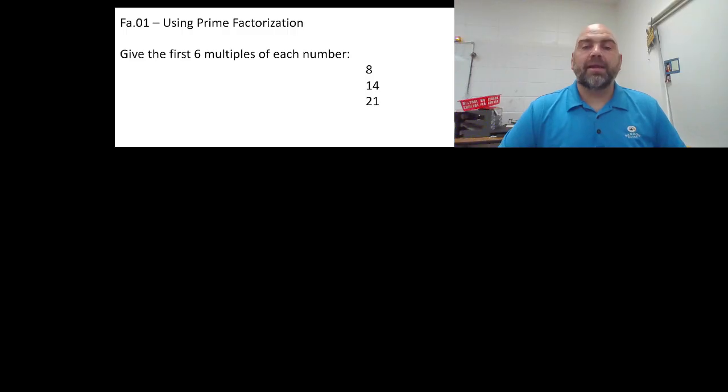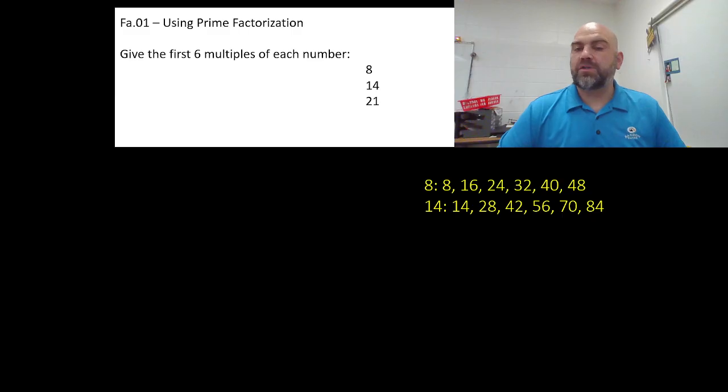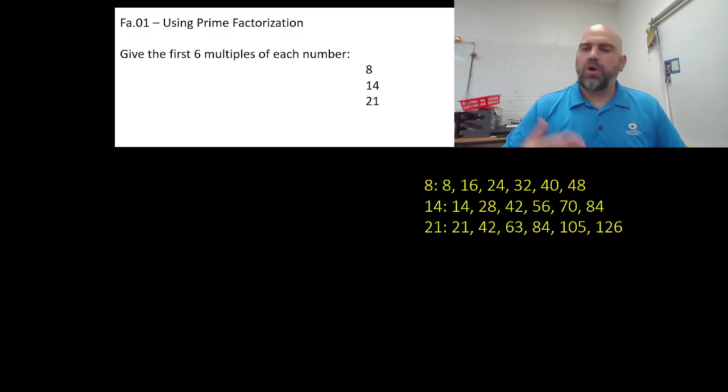All right, let's try it here. The number 8: we have 8, 16, 24, 32, 40, and 48. 14: 14, 28, 42, 56, 70, and 84. And finally 21: 21, 42, 63, 84, 105, and 126. These are our first 6 multiples. All you're doing is just going up by the number each time. So 8, 16, 24, 32, 40, and 48, you're going up by 8 each time.